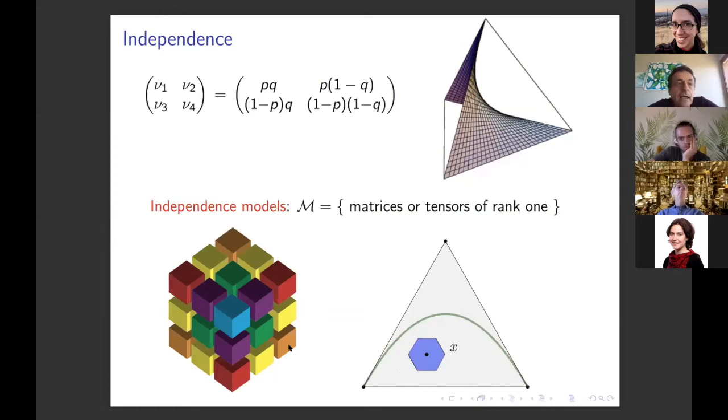So again, if you have a 3x3 matrix, it has 9 entries, but only 6 if it's symmetric. And for a 3x3x3 tensor, there are only 10 distinct entries if it's symmetric. So this is an independence model. So these are the models we're interested in, measuring the distance for.